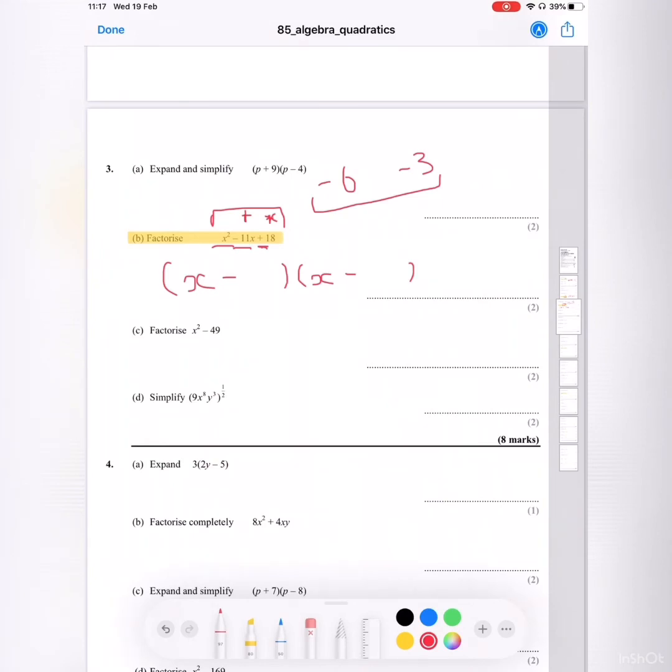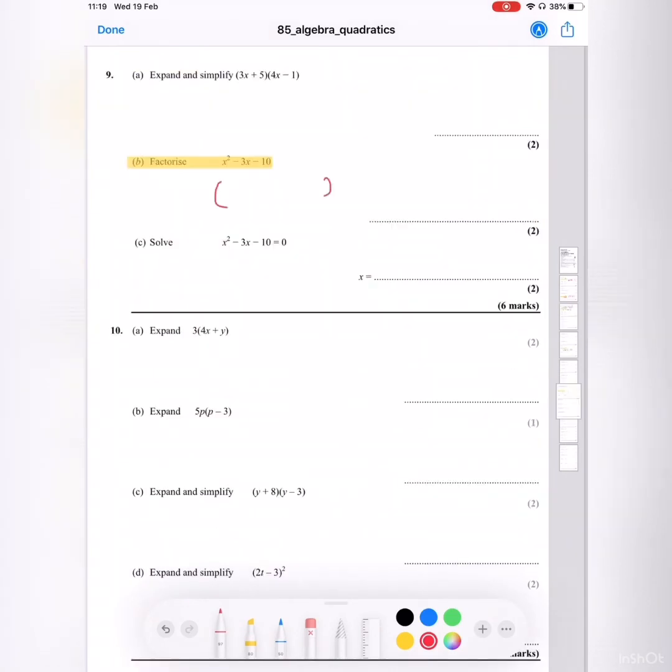So we think of another option, minus 9 and minus 2. Yes, they times to get 18. Do they add to get minus 11? Well, yes, they do. So it must be those, because there's 3 terms and nothing common. X goes at the beginning because it's x squared.